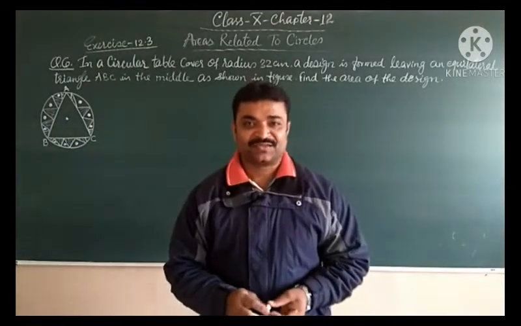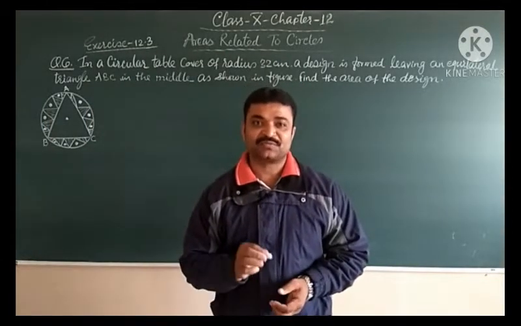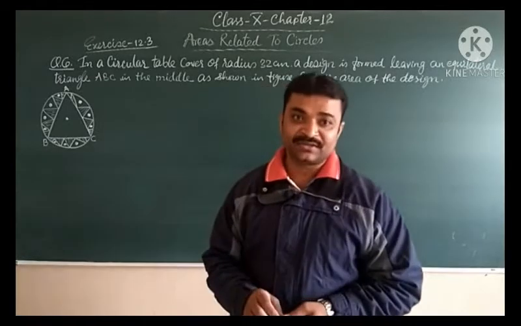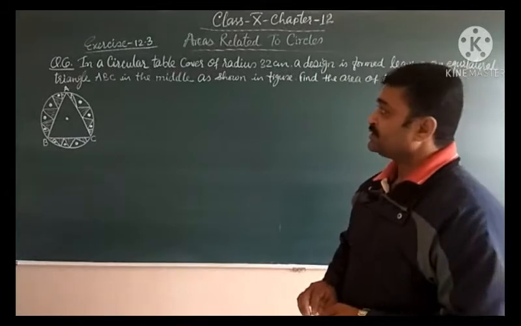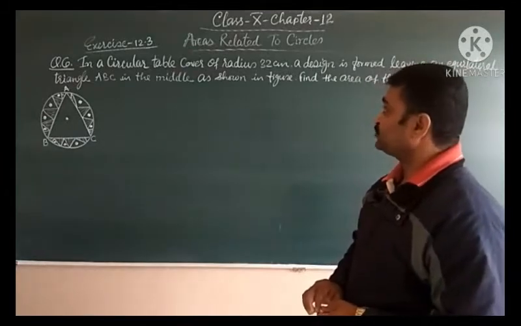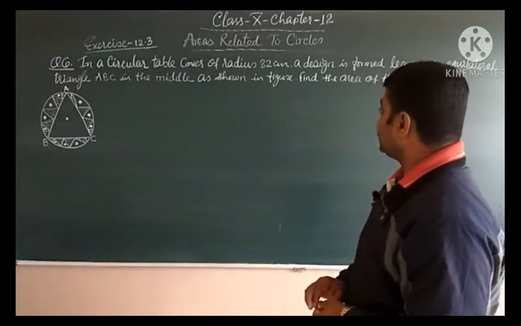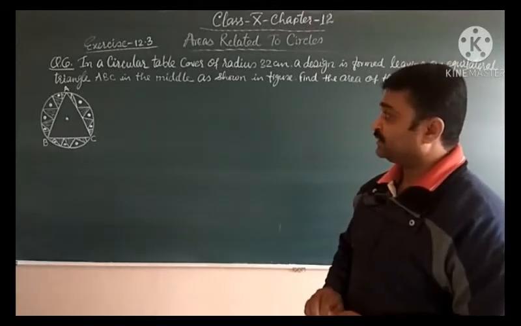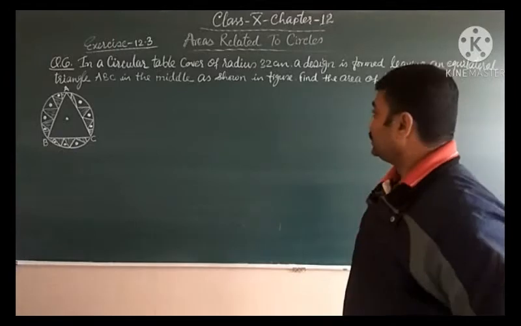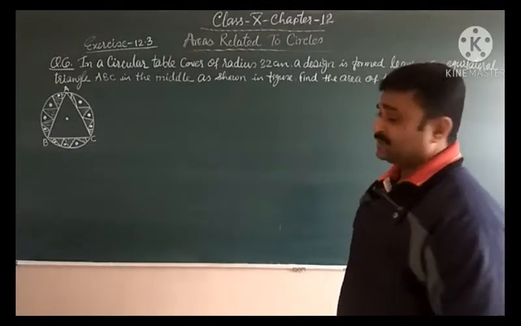Hello students. Now we are going to solve question number 6 of exercise number 12.3. In this question, in a circular table cover of radius 32 centimeter, a design is formed leaving an equilateral triangle ABC in the middle as shown. Find the area of the design.